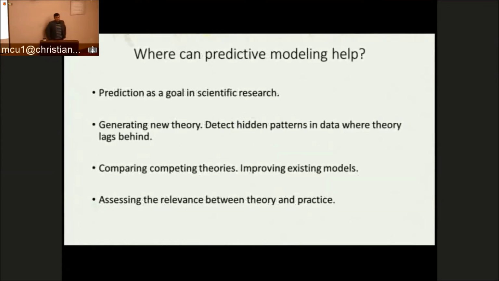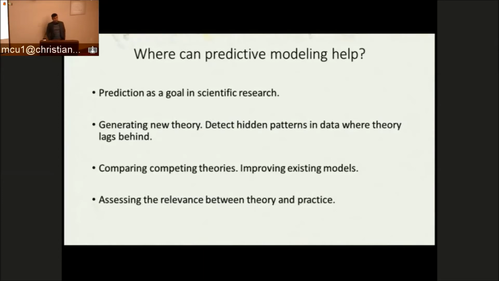So where can predictive modeling help? Prediction is a goal in scientific research. It's an established goal, and it's much more so for medical professionals such as yourself. You can generate new theories with it. Sometimes our theory lags behind. We have a lot more data these days, and we don't really have a lot of theories floating around to explore that data. Maybe there are certain theoretical paradigms just floating out there that we haven't really touched yet. So when you start looking at the data, prediction can actually help you come up with newer theories that explanation cannot.